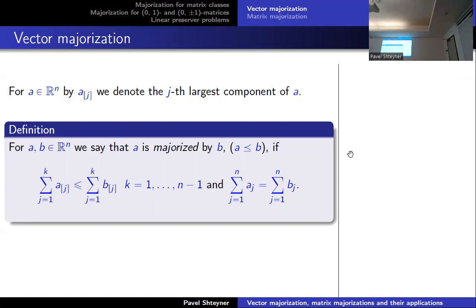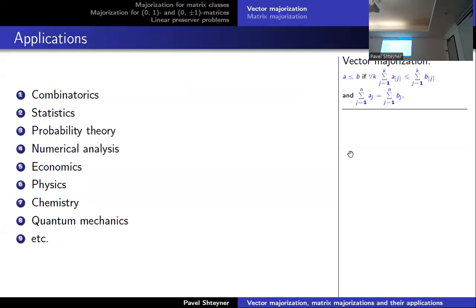The central notion of the theory is that of majorization. This is a binary relation on the set of real vectors of size n. A is majorized by B if the sums of the components of A and B coincide, and the sum of the k largest components of A doesn't exceed the sum of the k largest components of B for any k. Vector majorization has many applications in different areas of science.